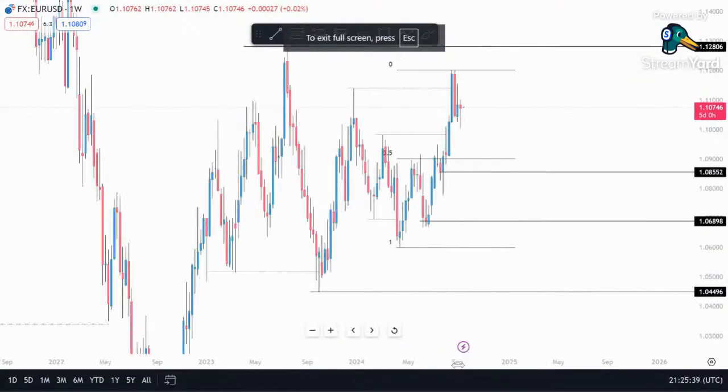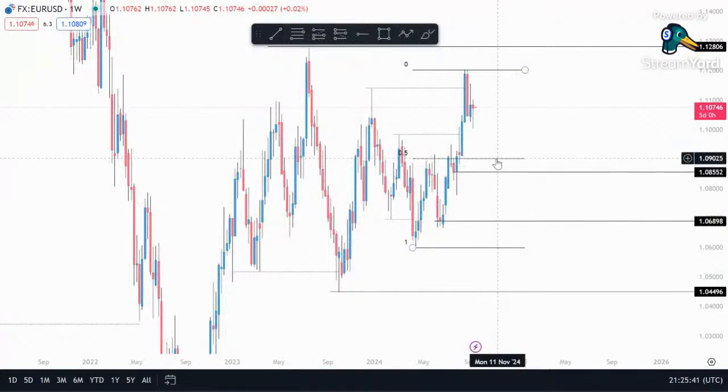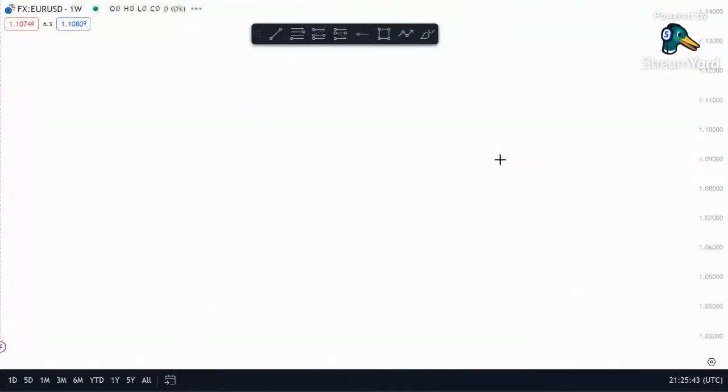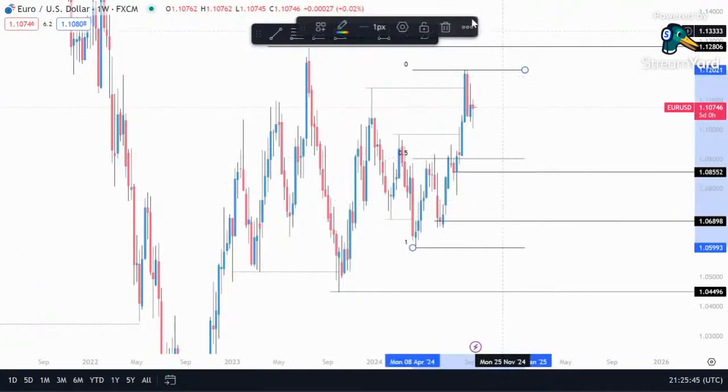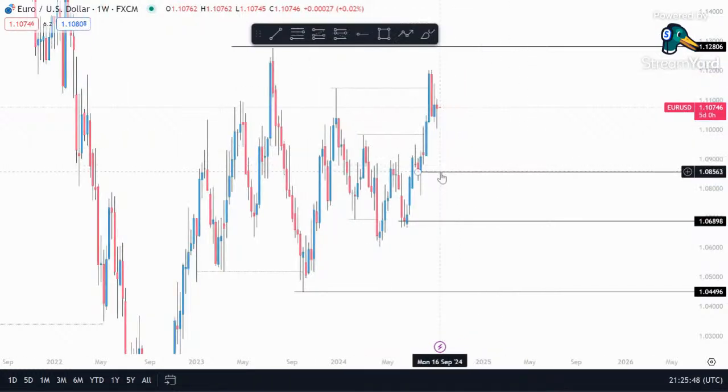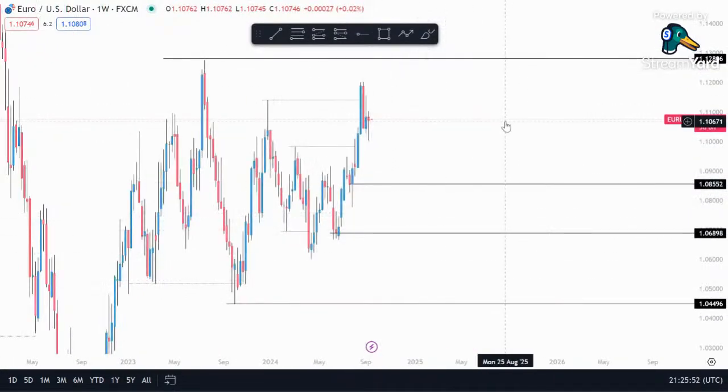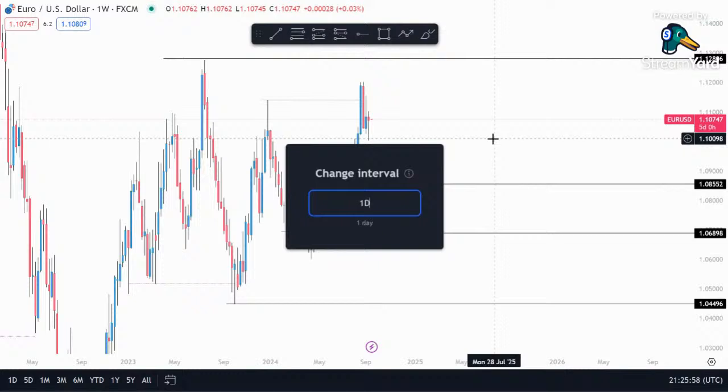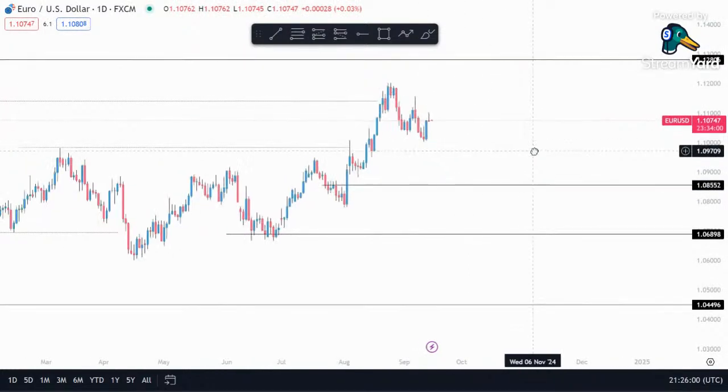Then we'll just be focusing on these two that are in our discount level. So we're expecting price to come all the way here or here. Those are the two levels we want to see price sell into before we buy. So let's go to the daily time frame. On the daily time frame, what can we see?